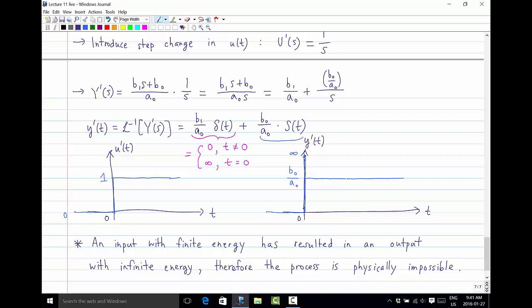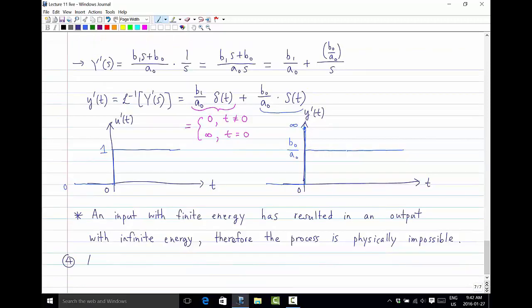Therefore, when we analyze this system, we realize that we have injected an input with finite energy into the system, but the system has responded with an output with infinite energy because the output takes on the value of infinity at time 0. This is physically impossible to achieve in practice.